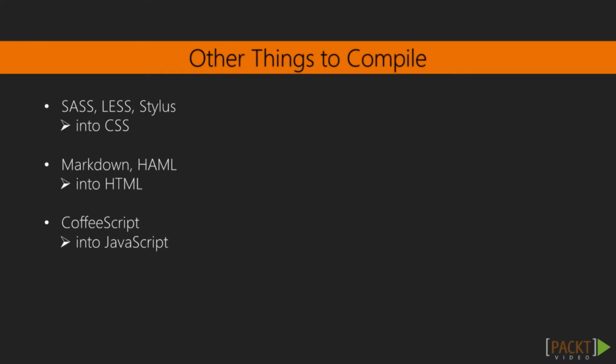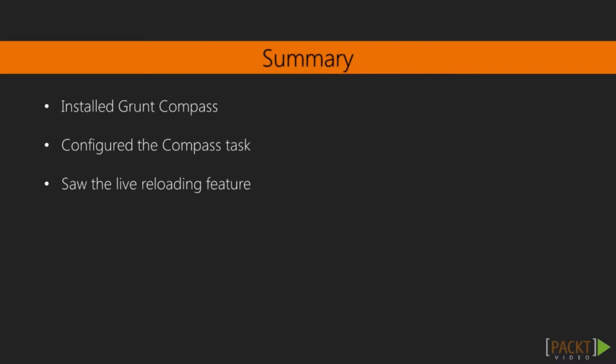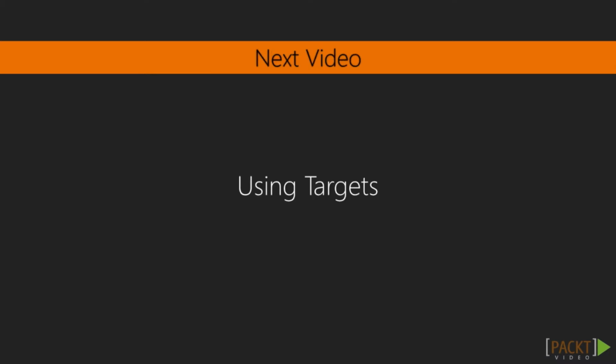There are many other things that you can compile. Markdown or Haml fans can use shorthand and have it compile to full HTML. CoffeeScript is another good candidate for compiling it into JavaScript. This video talked about how to use Compass and Live Reload to compile our CSS and automatically refresh the browser. In the next video, we'll talk about targets.